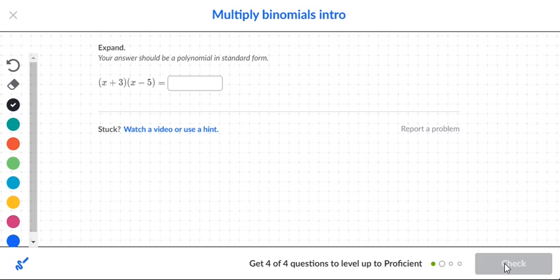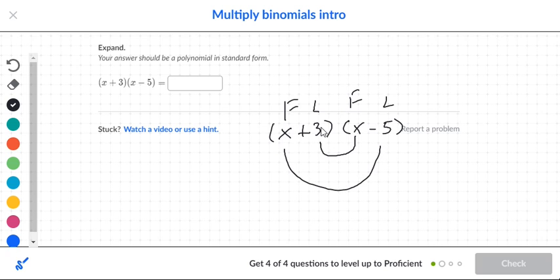Okay, again, basically we're going to do the same thing. Just write down the two binomials. So you're going to say x plus 3, and you're going to say x minus 5. This is my first, my last, my first, my last. And then you want to do the double smiles.